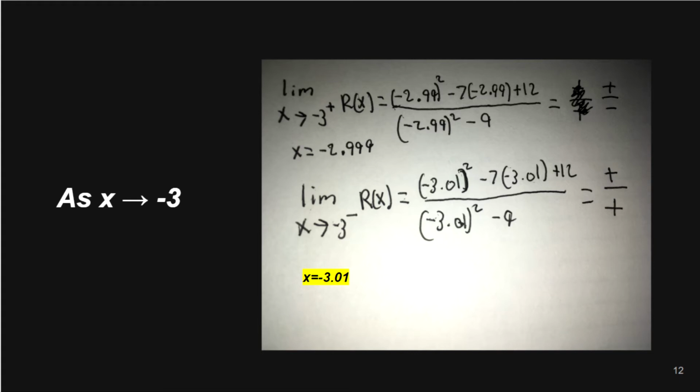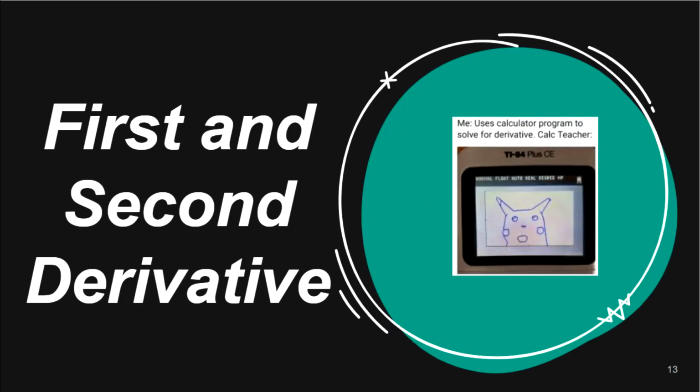So we plug the numbers in, and in this case I plugged in negative 2.99 for approaching from the right, and we got a positive number on the numerator and a negative on the denominator. And for approaching from the left, I plugged in negative 3.01, which is a positive over a positive. This means that the left and right hand limits aren't going to be equal, because they can't be equal if one's negative and the other one's positive, so the limit does not exist.